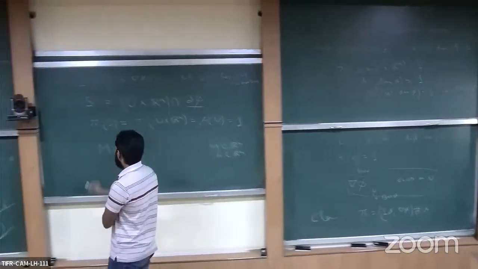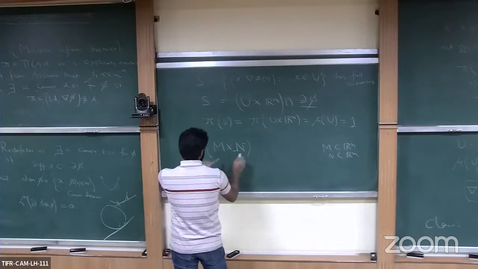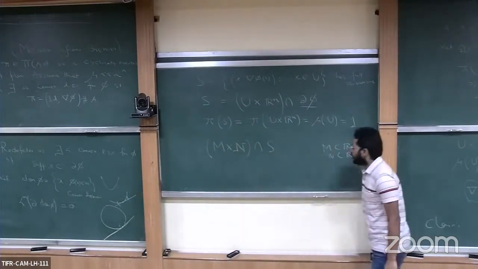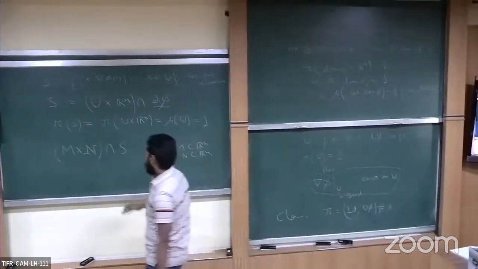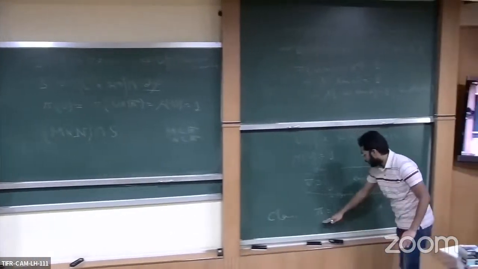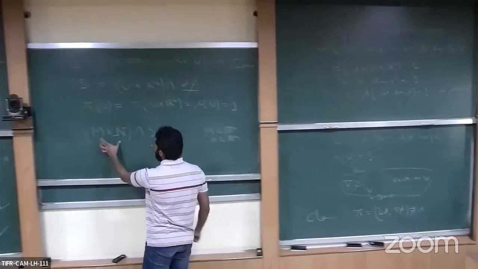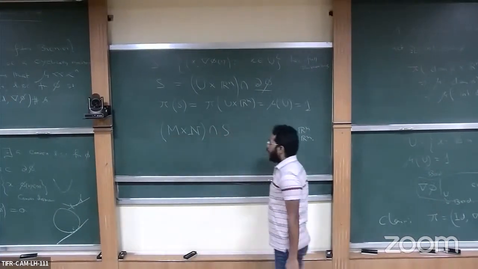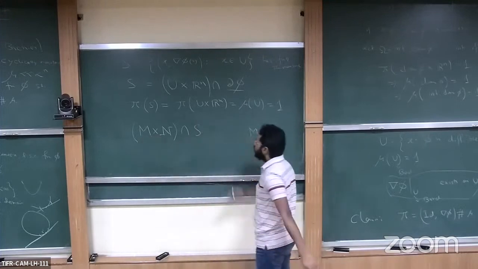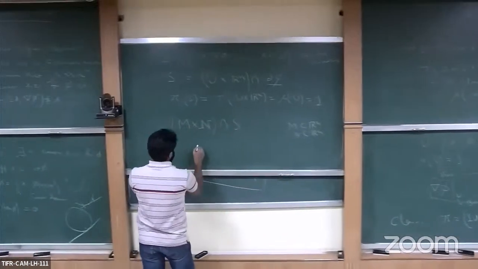Okay? And since pi has full measure, I can take intersection with S, right? So I have to prove that this identity holds, and I'm going to prove that this identity holds on the sets of this form, which is enough to check on the sets of this form intersection S, because pi has full measure. All right. So let me rewrite this set.